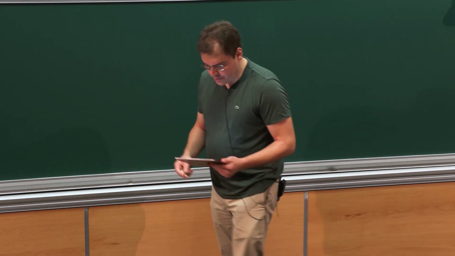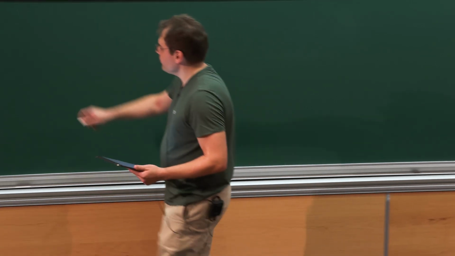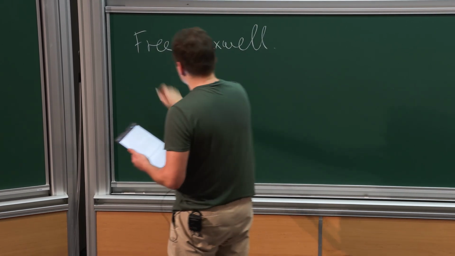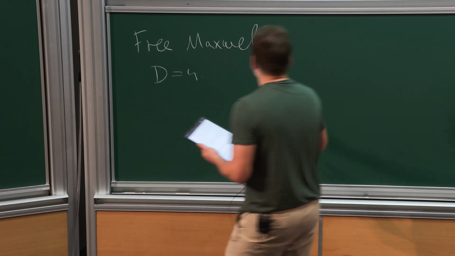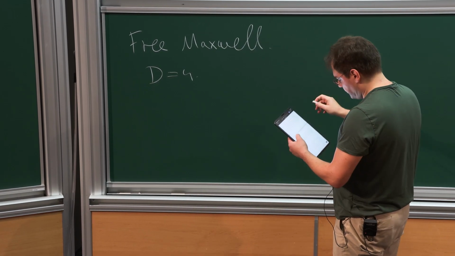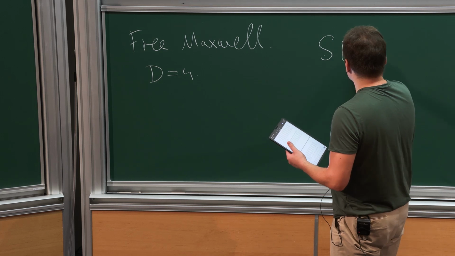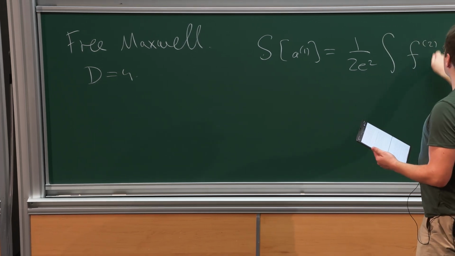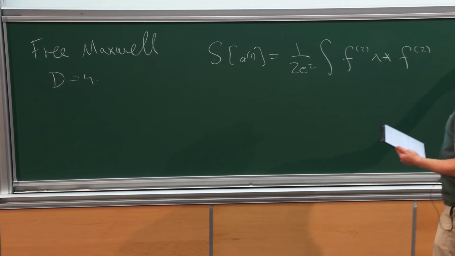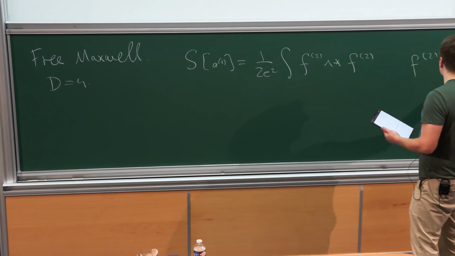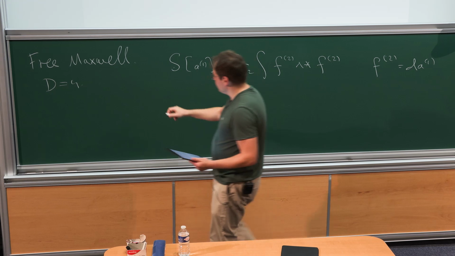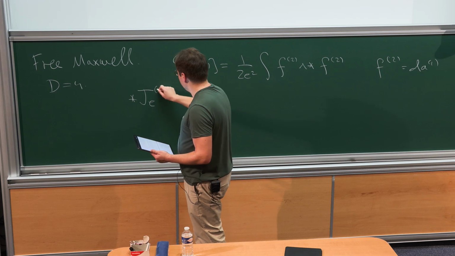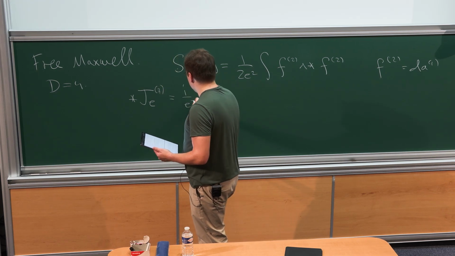Okay, so let me remind you, we were discussing free Maxwell theory in D equals 4 Euclidean dimensions, 3 plus 1 dimensions, which in the electric presentation, the standard one, looks something like this, where F is the field strength. And one of the things we said is that this theory has two one-form symmetries whose corresponding two-form currents are, up to factors, F and star F.